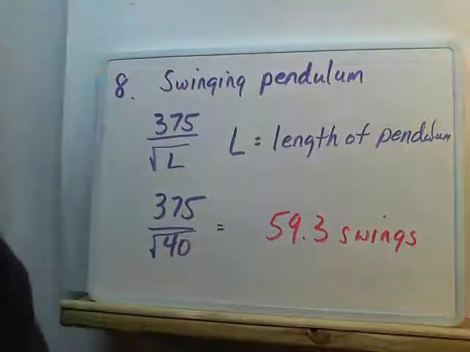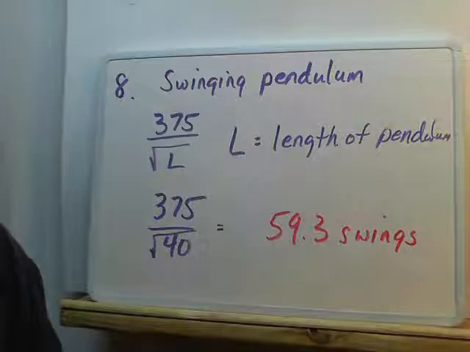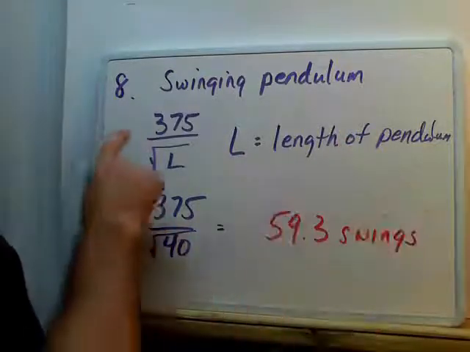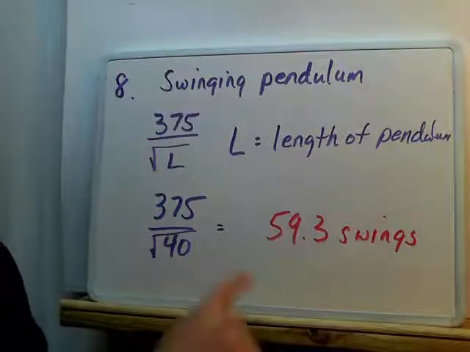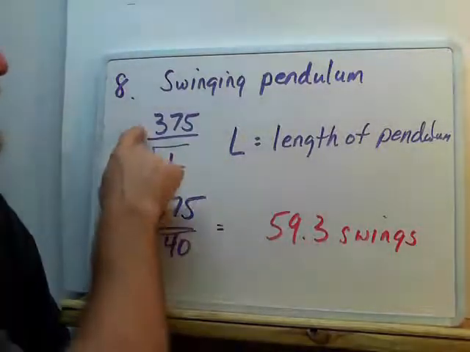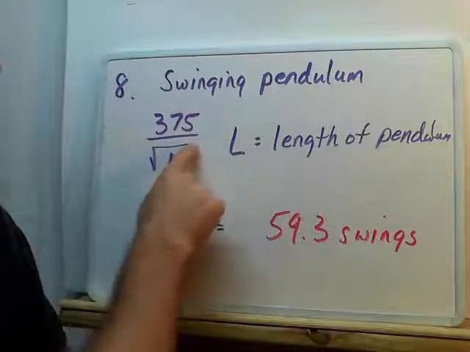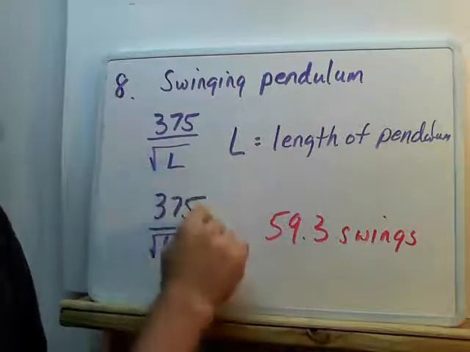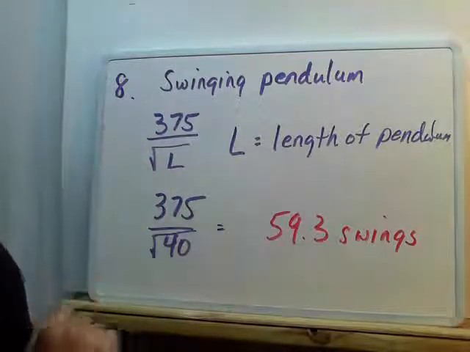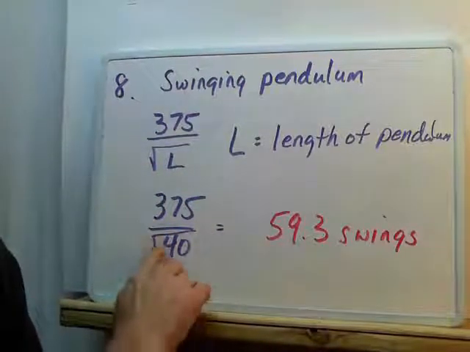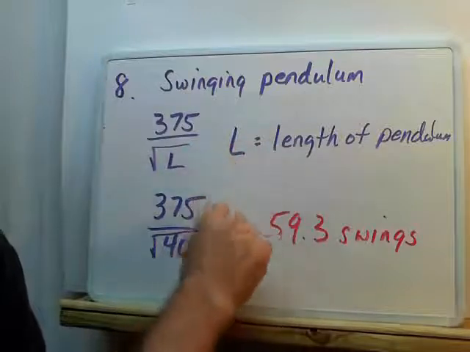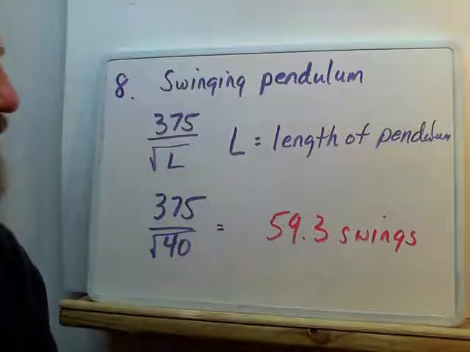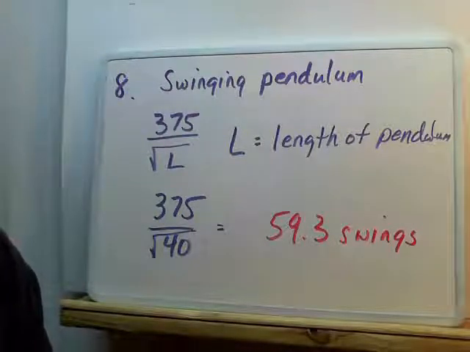Number 8. Now we have a swinging pendulum, and the number of times the pendulum will swing back and forth has been calculated. Again, we have a physics equation for that. It's 375 divided by the square root of the length of the pendulum will give you the number of swings. I forgot to put that over here. So we have 375 divided by the square root of 40, because we have a length of 40 for the pendulum. Therefore, it will swing about 59.3 swings.